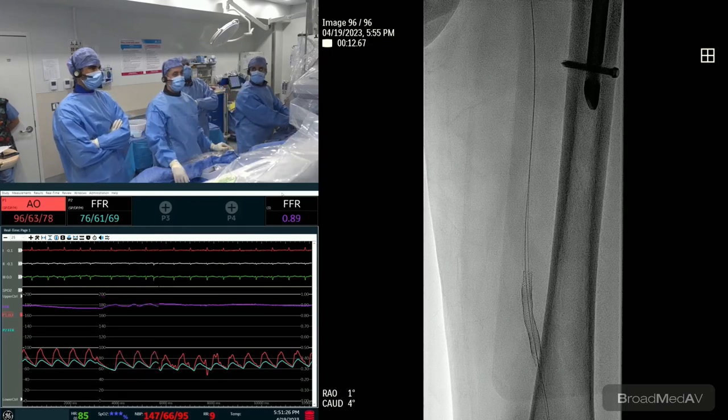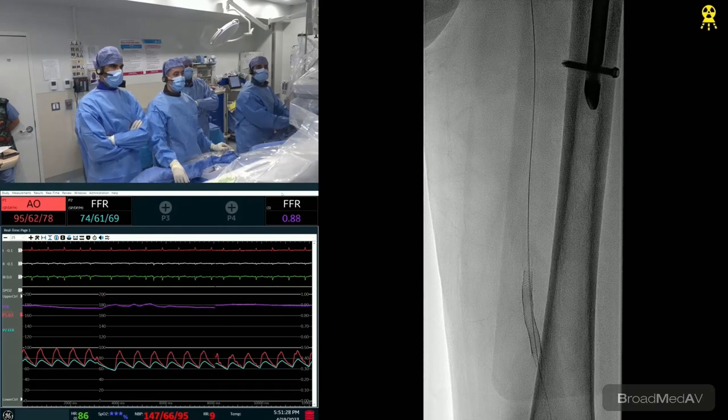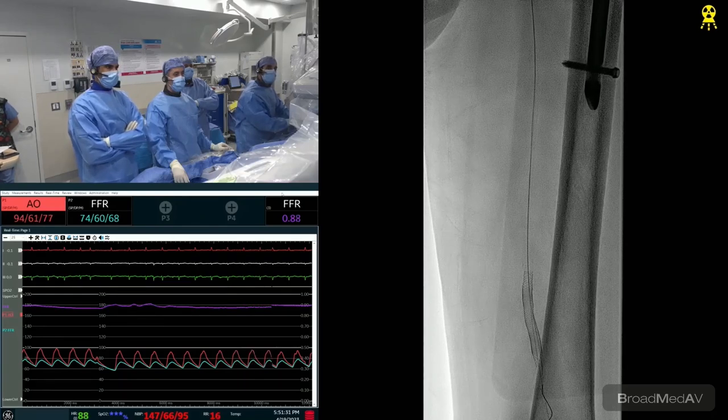Good. So you can see there is clearly a gradient. So this is good. Now we're going to see what else we need to treat. Just pull back, more proximally. Pull back.